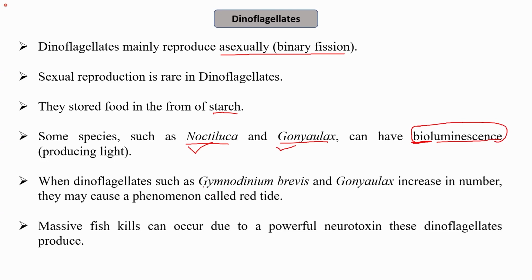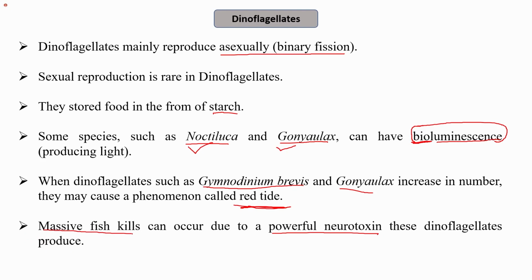Dinoflagellates such as Gymnodinium brevis and Gonyaulax can increase in number, and since they are red in color, they cause a phenomenon called red tide, right? So when their number increases, the tide appears red in color, and therefore the phenomenon is known as the red tide. These dinoflagellates, Gymnodinium and Gonyaulax, produce powerful neurotoxins. These powerful neurotoxins are very dangerous and they can lead to massive fish killing.